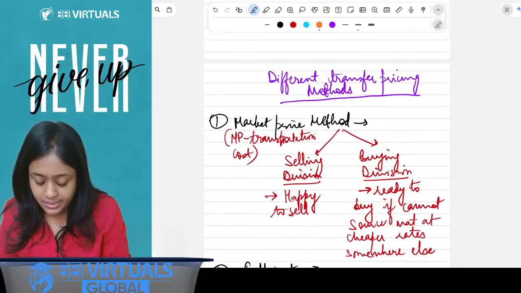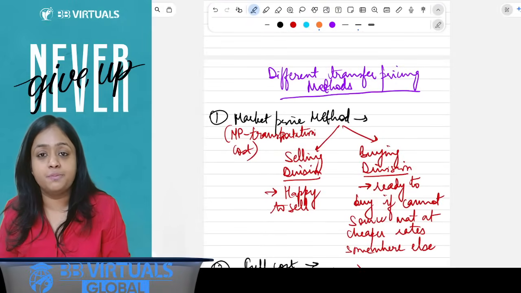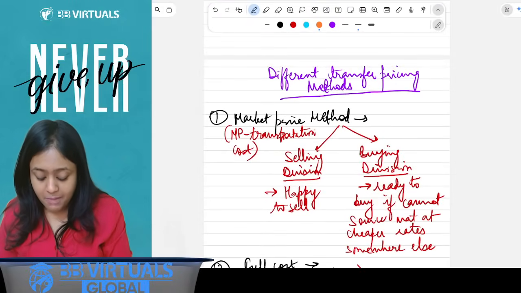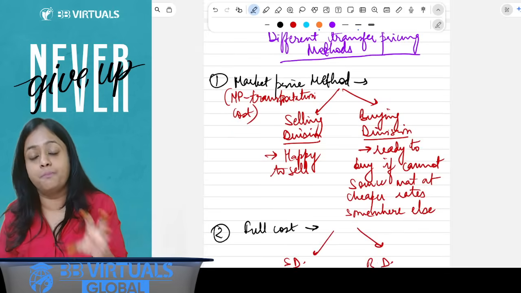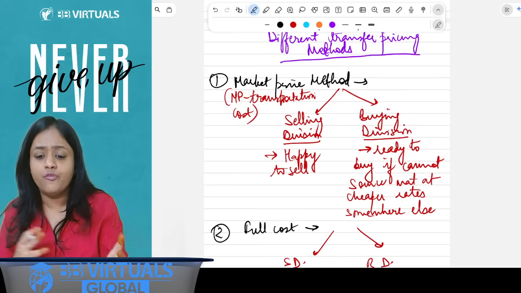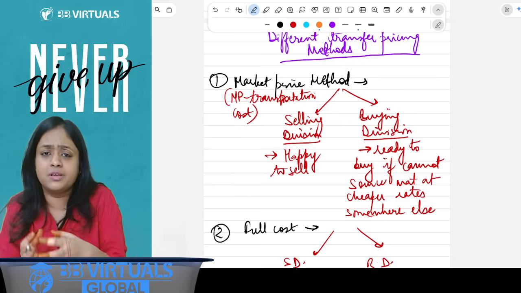Okay, so now look here. The different methods of transfer pricing: number one, the market price method. The market price method simply says the current market price is charged as the transfer price. Both divisions are happy because they're indifferent.